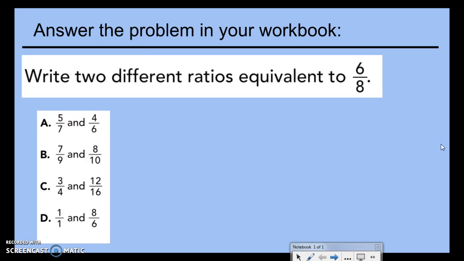Okay, I want you to try to answer this problem by yourself, and when you think you figured it out, push play and reveal the answer, okay? We're going to write two different ratios that are equivalent to 6 over 8, or in other words, 6 to 8. All right, if you feel comfortable using your chart, you can. If you want to multiply, you can, or if you want to divide, you can. Make sure that whatever you do to your numerator you do the same thing to your denominator. Okay? So pause the video and see if you can figure out how to solve this problem.